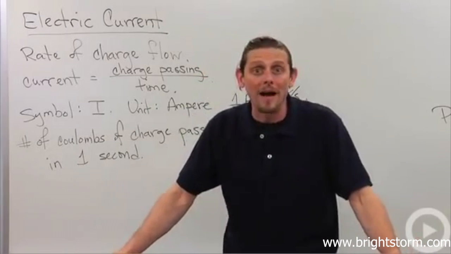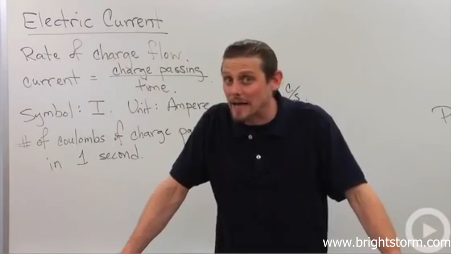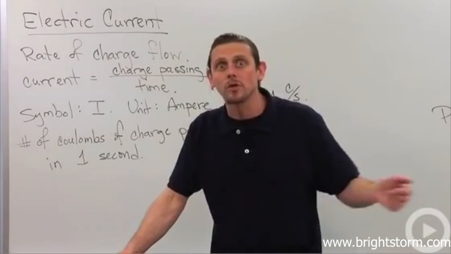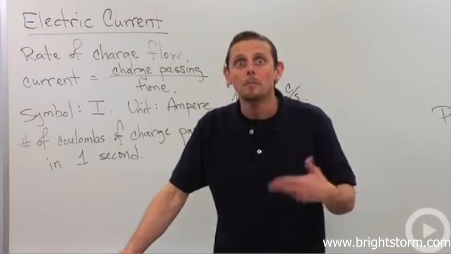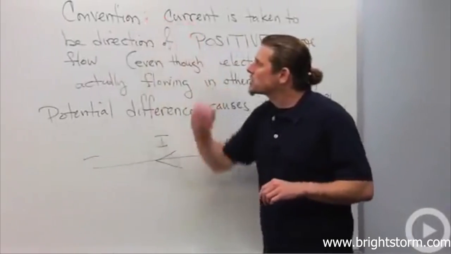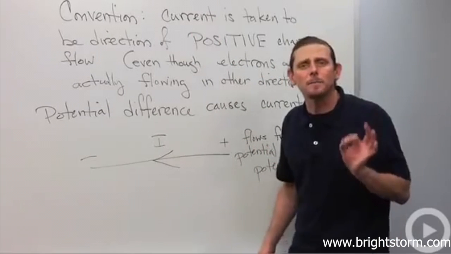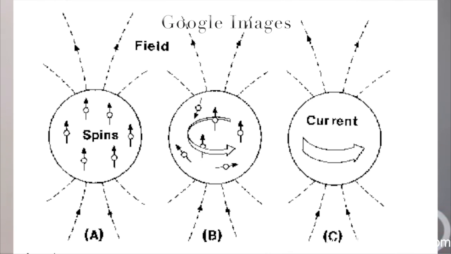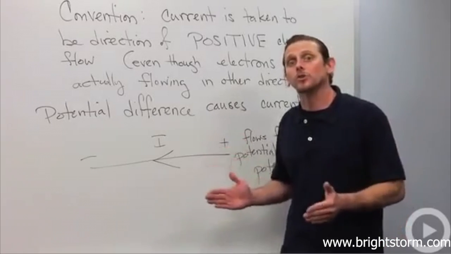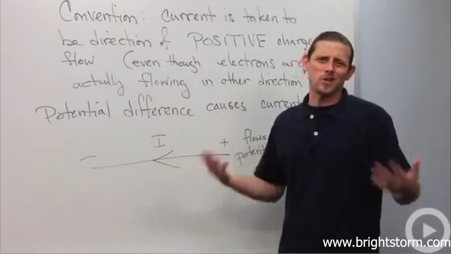So if, for example, my current is 3 amps, then that means that every second, 3 coulombs of charge pass by my given point. There's a convention that essentially everybody uses for current, and that is that current is taken to be in the direction of positive charge flow. Now, we use this convention despite the fact that in almost every situation, electrons are usually going the other way. But it's easier for us to talk about positive charge.